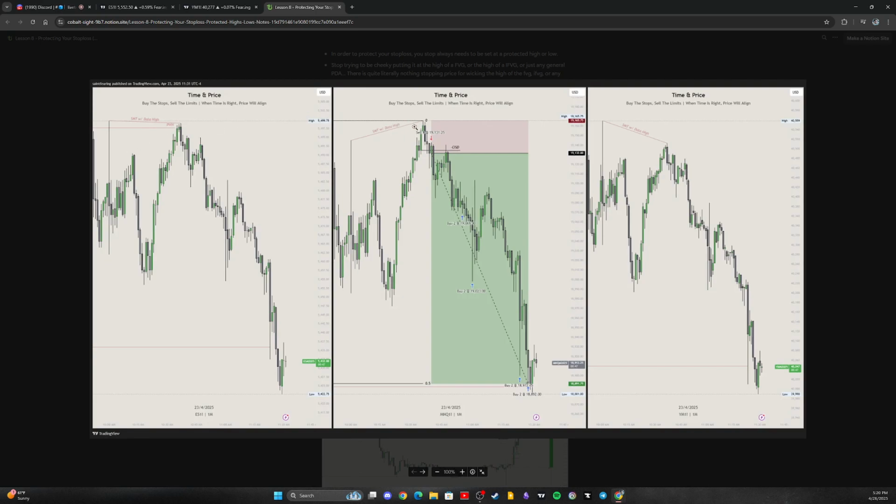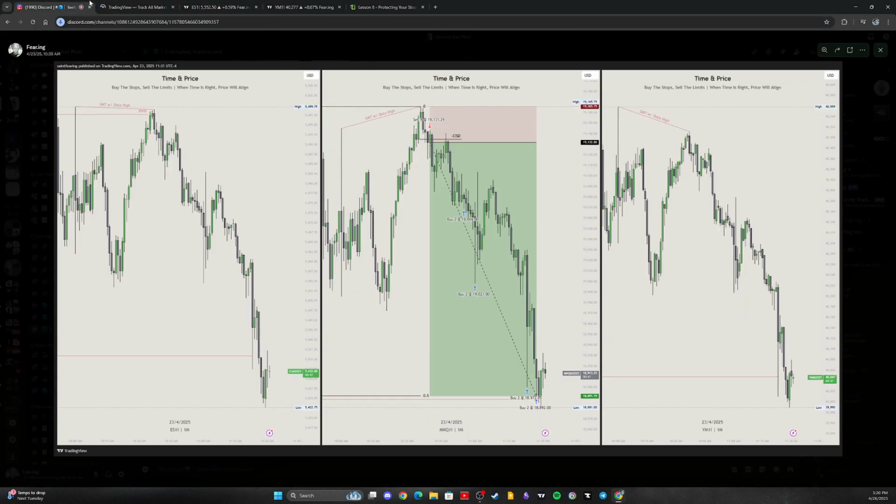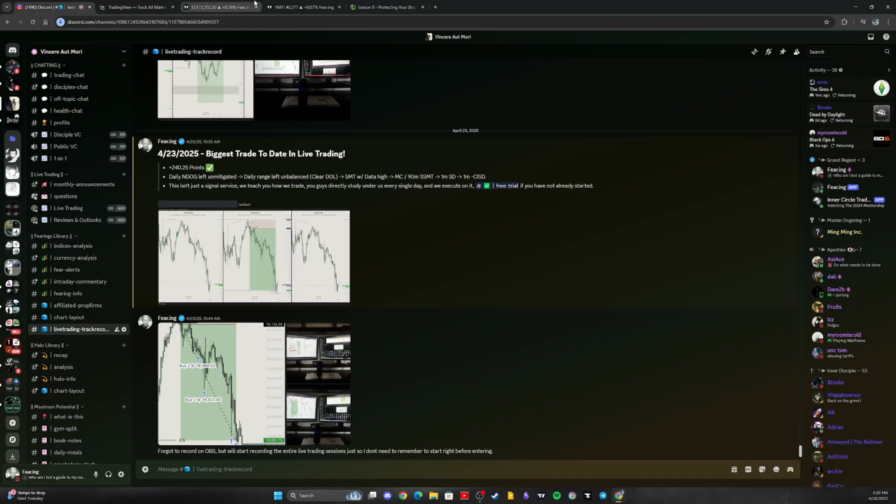That is what essentially makes a high probability high, or more or less a protected high. Here is where I can actually place my stop loss to confirm that it is protected. Now, let me pull up the chart from that day.